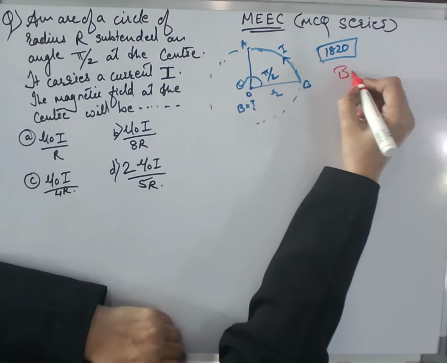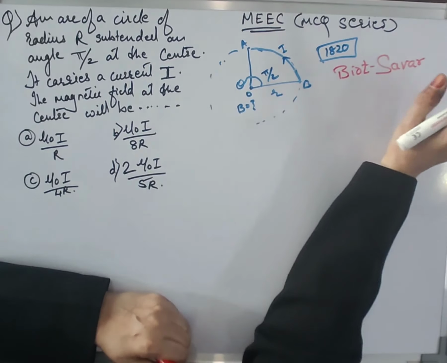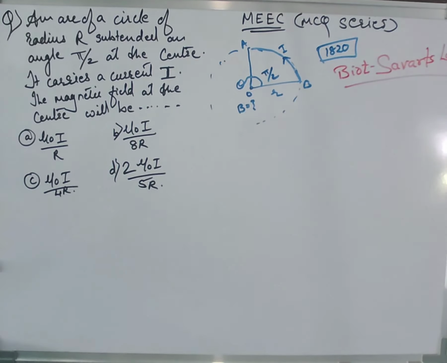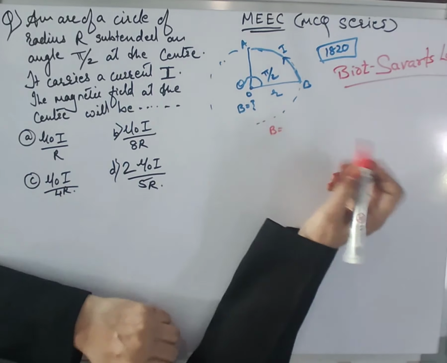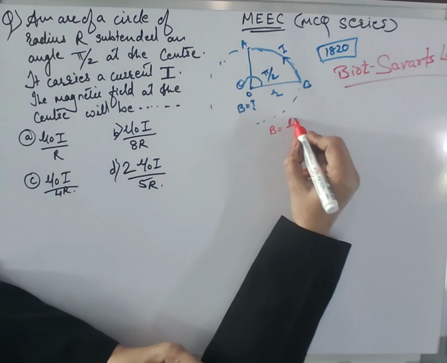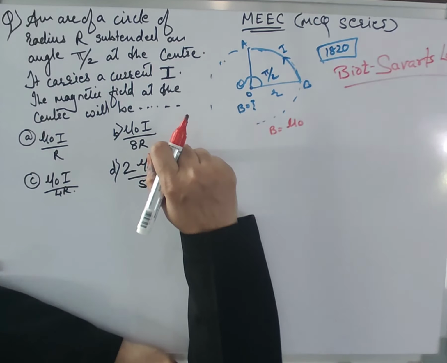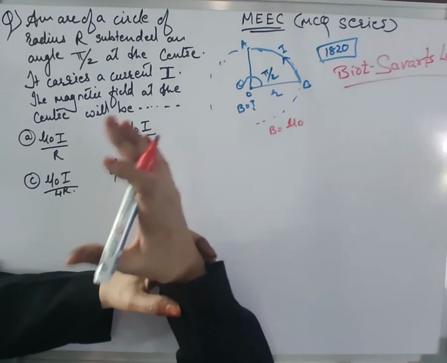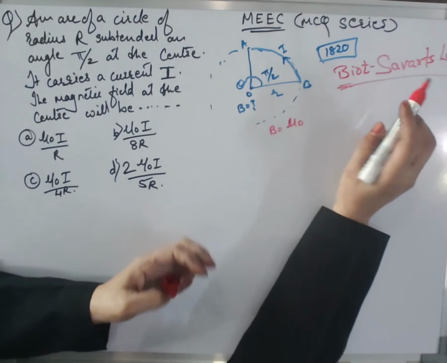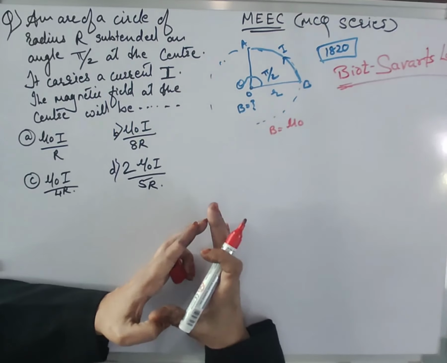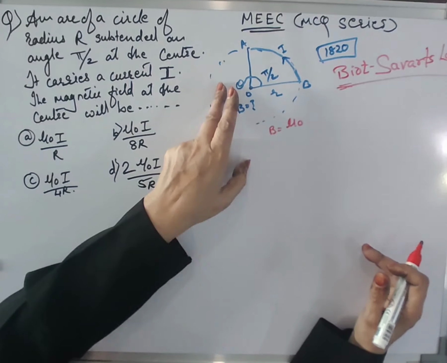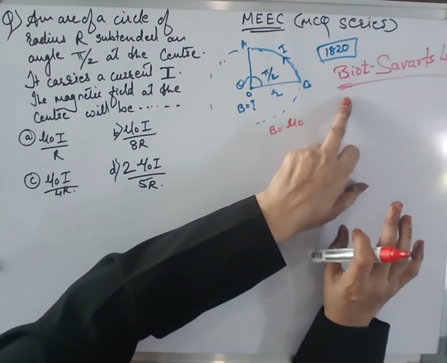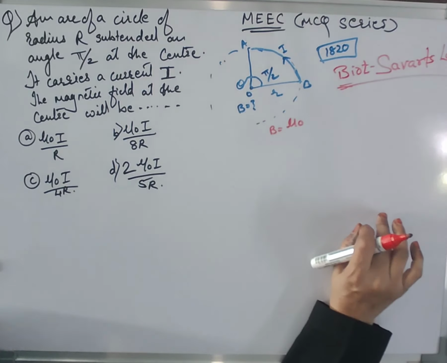Biot-Savart's law states what B, the magnetic field, is in such a condition. In previous videos we have seen the magnetic field inside the solenoid and around straight current carrying conductors. They have given us so many situations in which, if there is such a situation, you have to use this formula, and if another situation, you have to use that formula. We only have to remember and apply it. They have done a very good job and made everything easy for us.